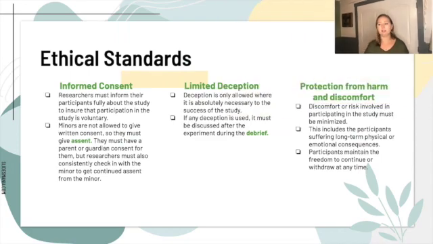The second standard here is limited deception. Deception is only allowed in an experiment where it is absolutely necessary to the success of the study. So there have been experiments, for example, where they bring a person in and they tell them that it's to see if they can guess the difference between something, line distances. But really what they're trying to see is if they will go against the group dynamic. So of course they can't tell them that, because if they tell them that, then it's going to mess with the experiment.